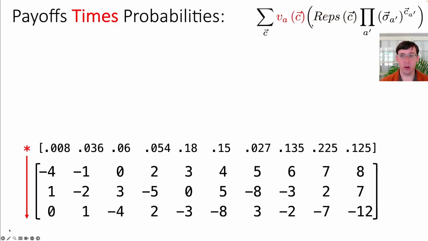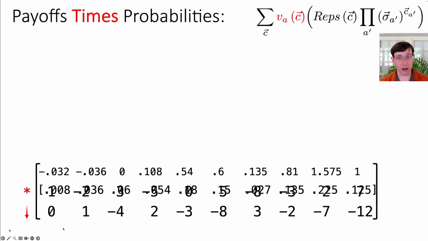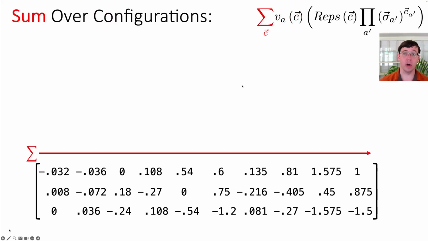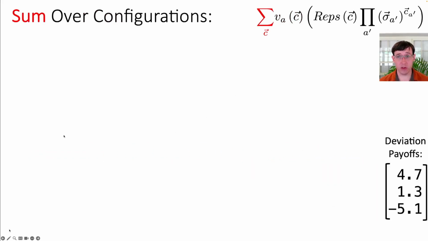From here, we need to multiply the probabilities that we've calculated by the corresponding payoff values, and that can be done by a broadcast down the action dimension of the payoff array. And now that we have weighted each payoff by the probability that it will occur, we just need to sum over all of the configurations. When we sum over the configurations dimension, that gives us a vector of the deviation payoff for each action, which is what we need to calculate a Nash equilibrium.